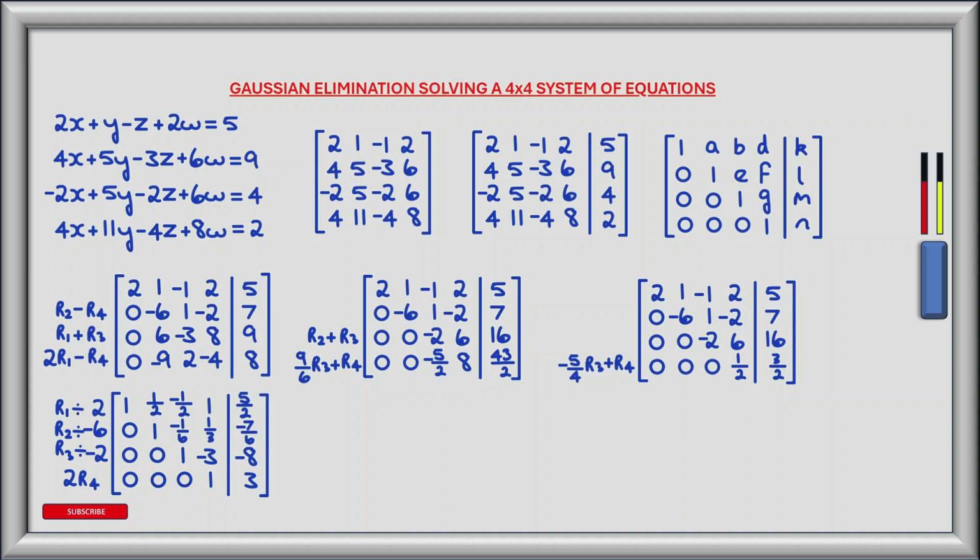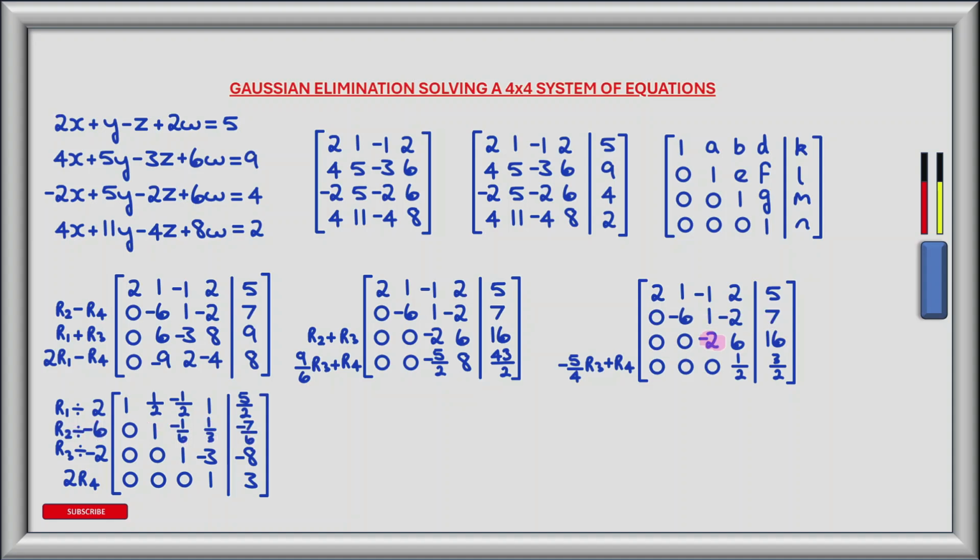And our final step, step 4, we need to get ones along the diagonal of the matrix. So we need to get ones in these positions here. So beginning with this element here, we can divide row 1 by 2. So row 1 is this row here. And if we divide it by 2, we get 1, a half, minus a half, 1, and 5 divided by 2. And for this element here, we need to divide row 2 by -6. So row 2 is here, and when we divide it by -6, we get 0, 1, -1/6, 1/3, and minus 7 divided by 6.